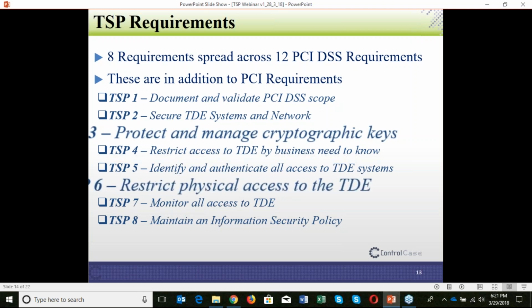The next is requirement 6, which is similar to requirement 9 in PCI DSS. There are a lot of additional requirements that need to be done. In typical PCI DSS, you may see that it's a very secure environment in a data center, but a lot of additional requirements are required in the physical security aspects of TSP.